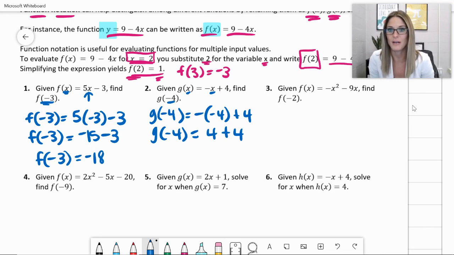Those two negatives right there made a positive. So g of negative 4 equals 8. When I plug in negative 4 into the function, it equaled 8.